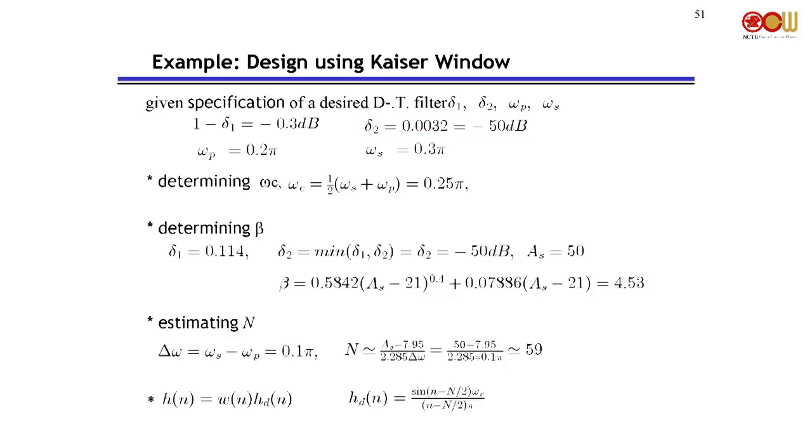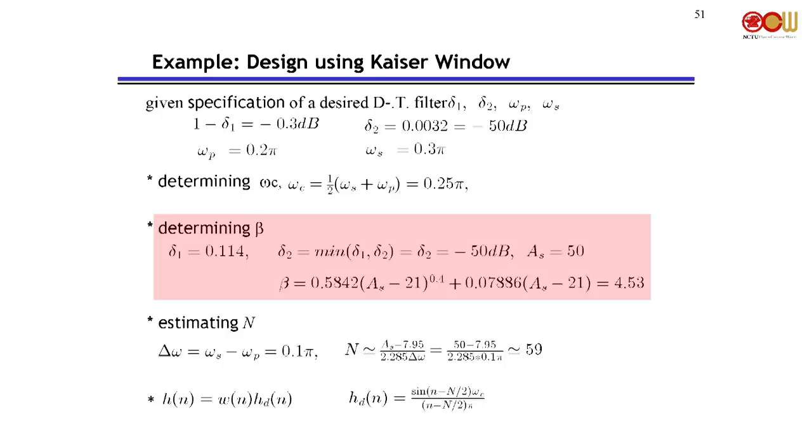Okay, or 0.003422. Okay, and the passband edge is 0.2 pi, the stopband edge is 0.3 pi. So we can use this to determine the cutoff frequency. That would be the middle, so 0.25 pi. And then we use the stopband ripple size to determine beta.